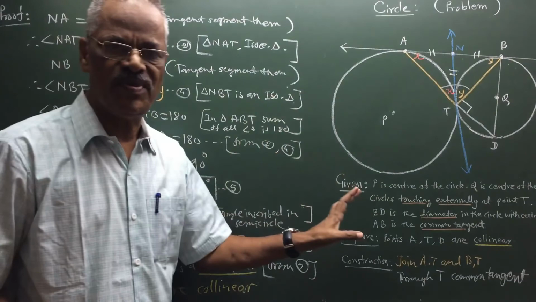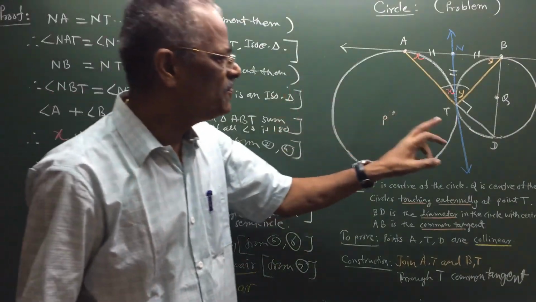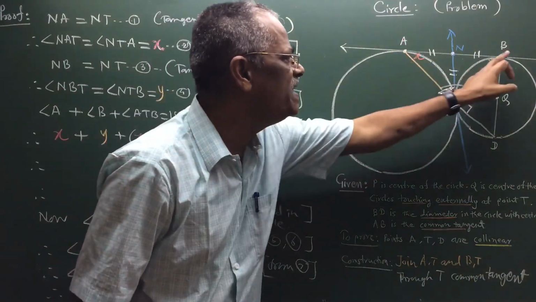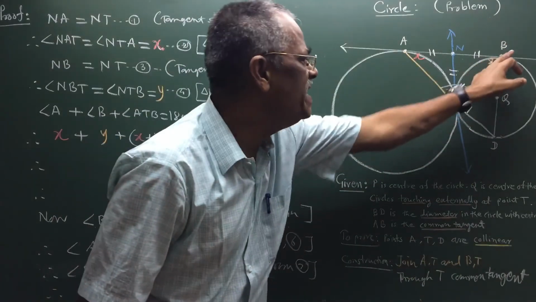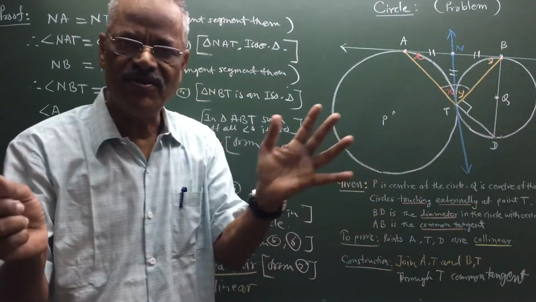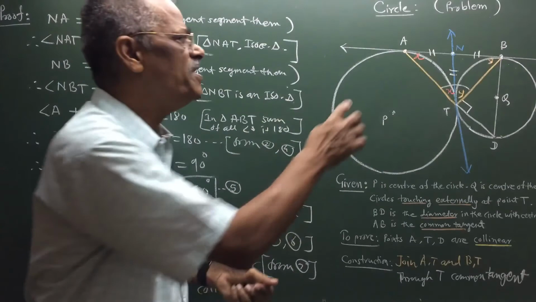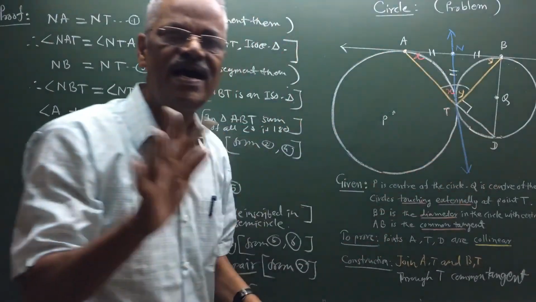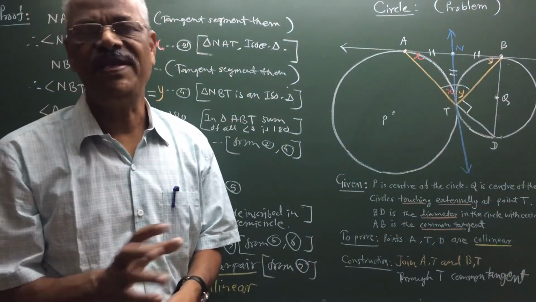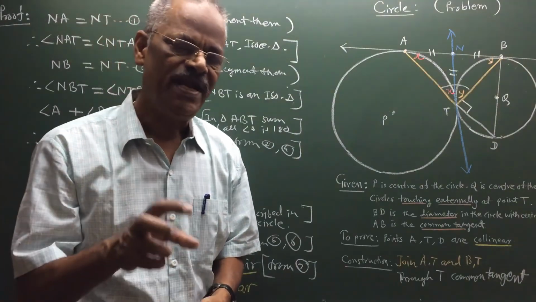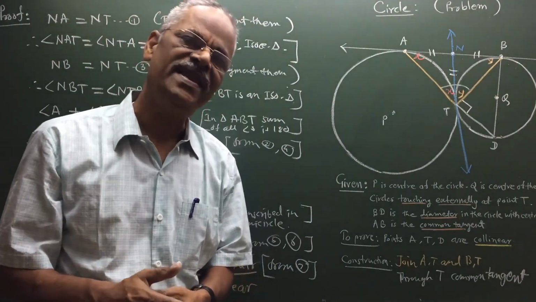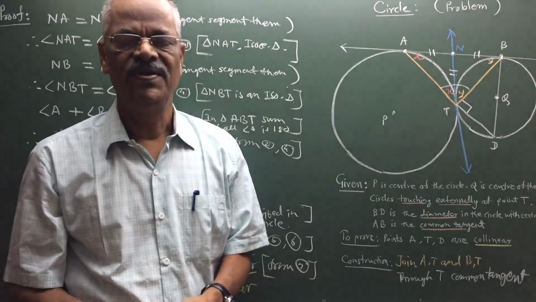Very interesting problem. You can see that we are proving that angle ATB is 90, angle BTD is 90, and their total is 180. So points A, T, D are collinear. Very interesting problem for you. Try to revise this problem again and again.